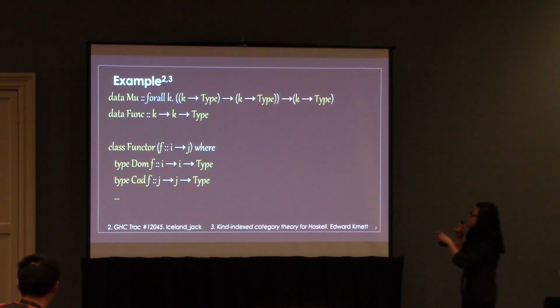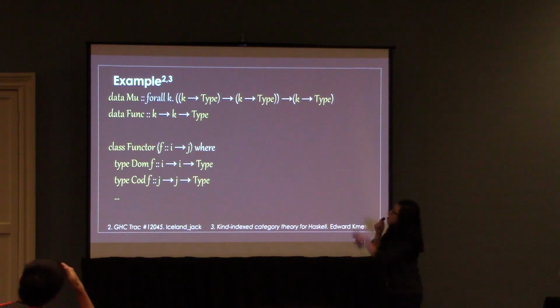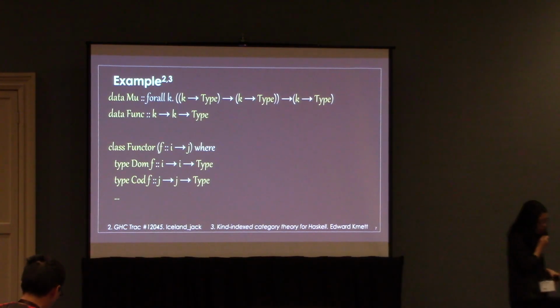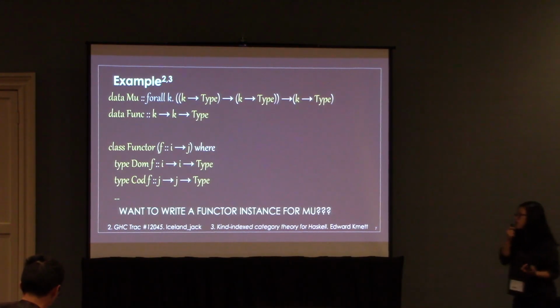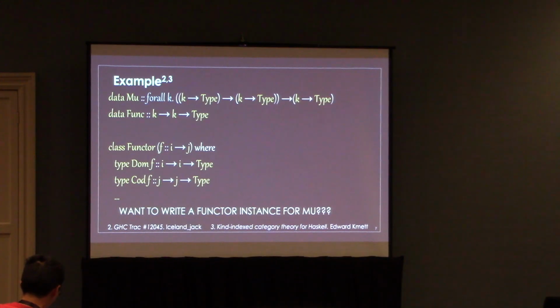But so this is from a morphism f from i to j, where the type of domain of f is i to Type, and the type of codomain of f is j to Type. And there should be an fmap function over there, but just for this presentation I didn't put it there.